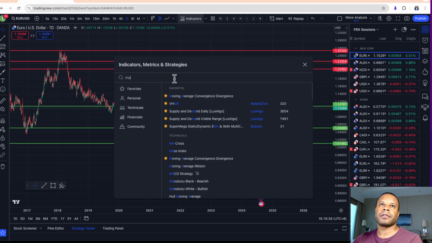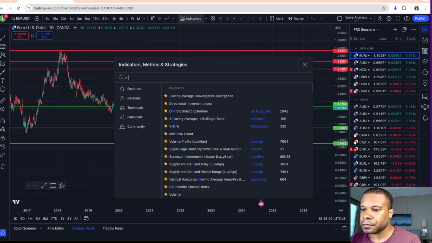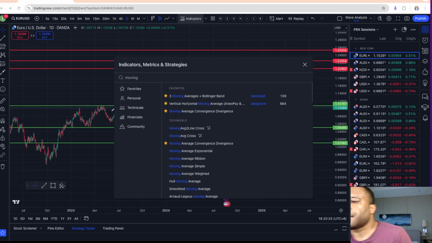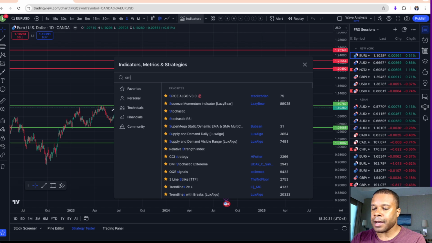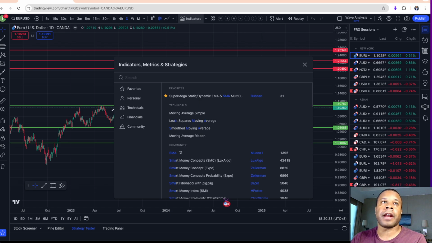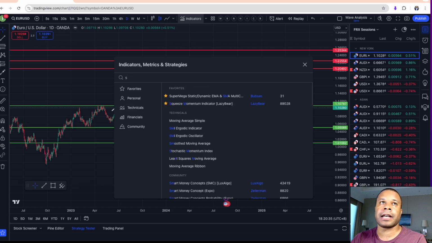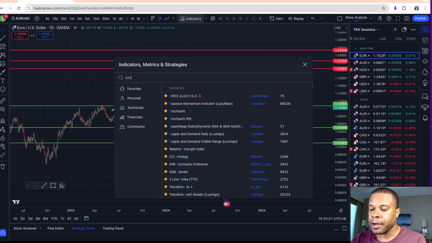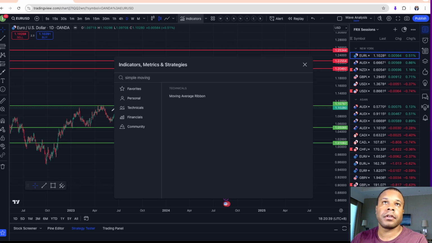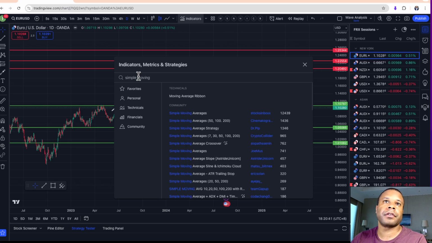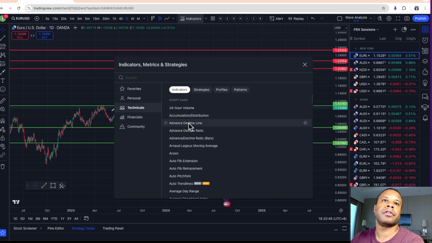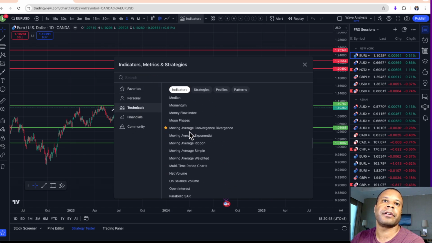Okay, so let's talk about the moving average. Now I'm going to get an SMA. There are actually two different kinds of SMAs because there's a smooth moving average, but I want just a simple moving average. Okay. Now I don't want the strategy. I just want the standard moving average.